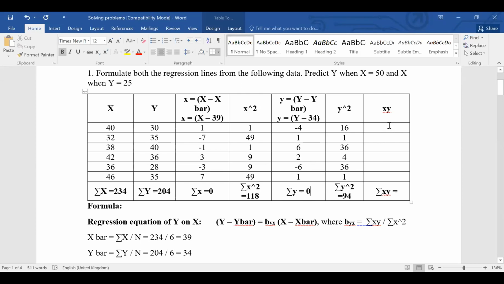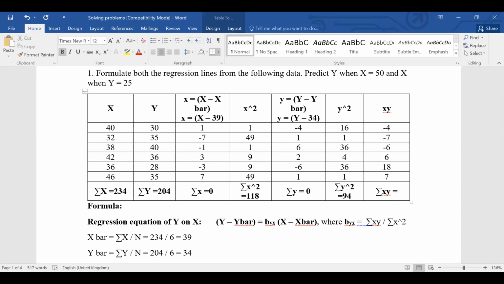Now you have to find out xy, right? So xy, this, and then this. So 1 into minus 4 will be minus 4. And minus 7 into 1, minus 7, minus 6, and 2 3s are 6, 18, and 7. I think this is very clear. Any doubts or any wrong values entered in the table?